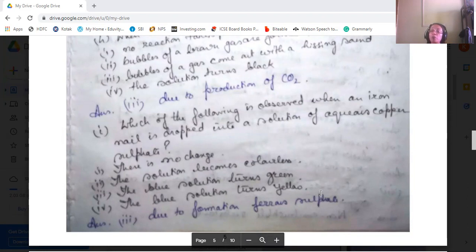solution? Aqueous copper sulfate solution is a blue colored solution, and when an iron nail is dropped, the iron reacts with this copper sulfate and forms iron sulfate, and copper is displaced. This copper will attach to the iron in the form of red copper. So the blue solution of the copper sulfate will turn green due to the formation of ferrous sulfate. So the third option is correct.